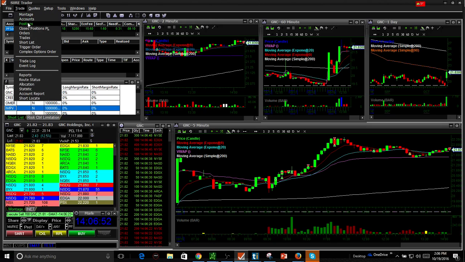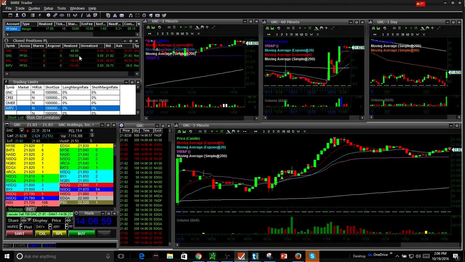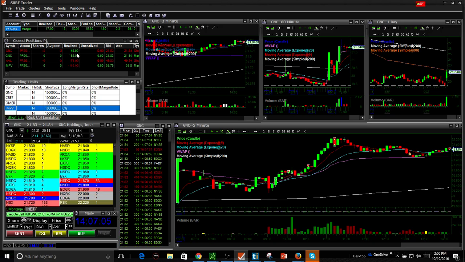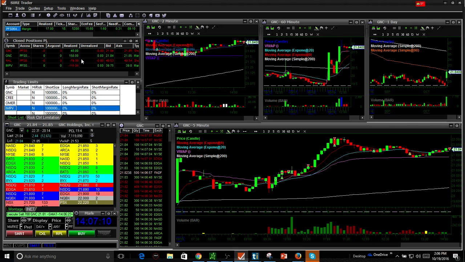But I just don't have the stamina to stay in it right now. So this is what we ended up with. GNC altogether 158 on the long, the short was 48. These are the two losing trades.